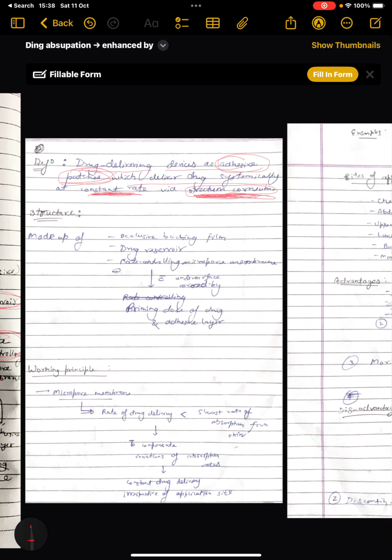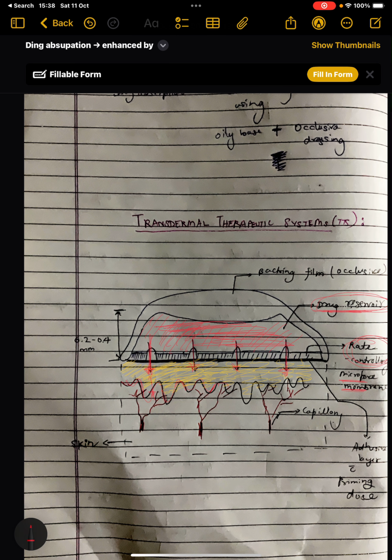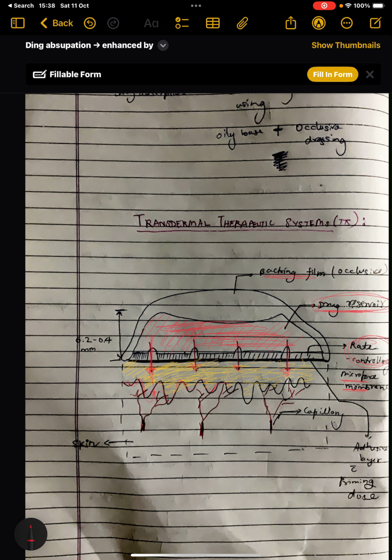Now looking at the structure, you'll see that it is made up of an occlusive backing film. The backing film is occlusive. What that means is that it is resistant. The drug reservoir contains a lot of water, right? So this water is resistant to being evaporated because there is a film.